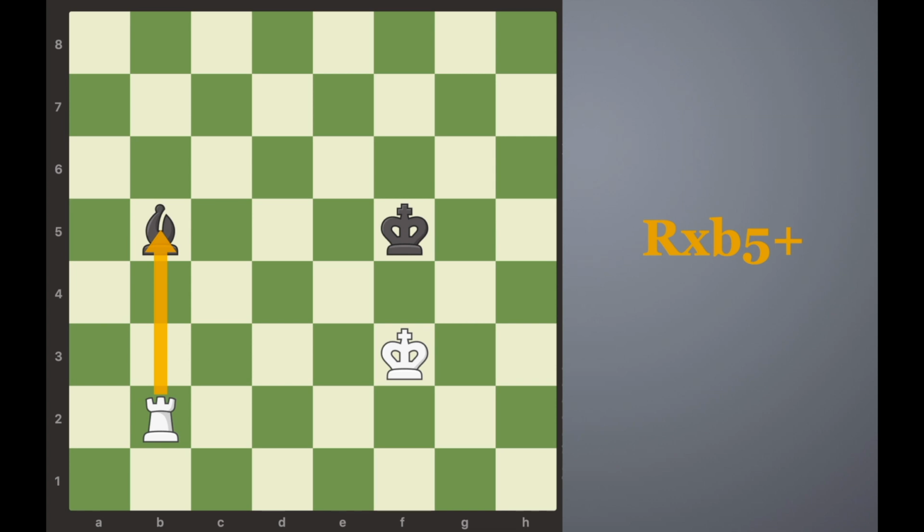Let's see another example. Here the rook is capturing the bishop and giving a check to the black king. So it can be written as Rxb5+. Since there is a check to the king, it is denoted by a plus symbol at the end. A small x is the symbol of capture and plus is used for check, which is added to the end of the notation.